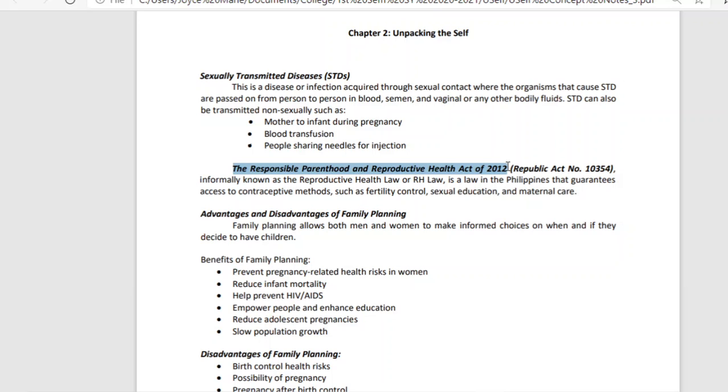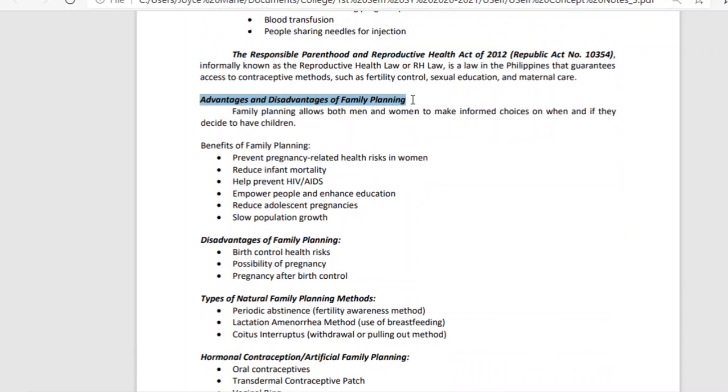So here are the advantages and disadvantages of family planning. Family planning allows both men and women to make informed choices on when and if they decide to have children. So, the benefits of family planning: first, prevent pregnancy-related health risks in women, reduce infant mortality, help prevent HIV or AIDS, empower people and enhance education, reduce adolescent pregnancies, and slow population growth.